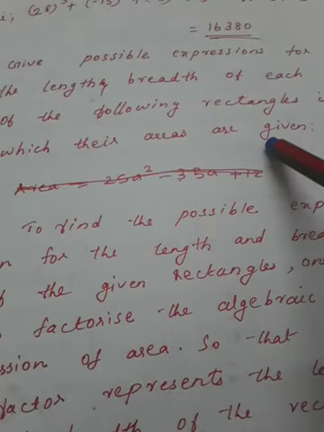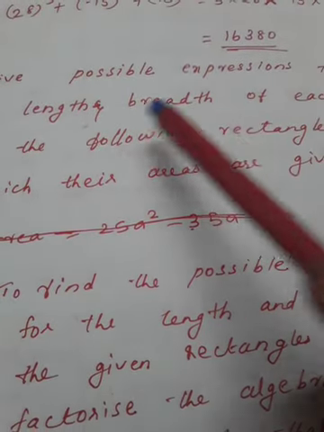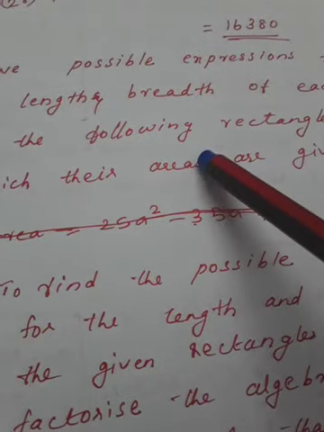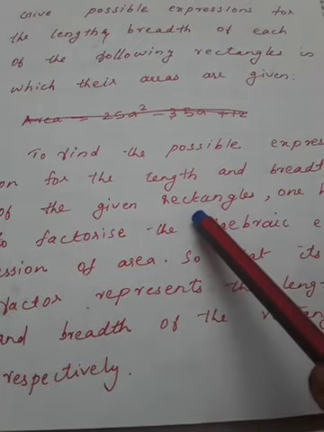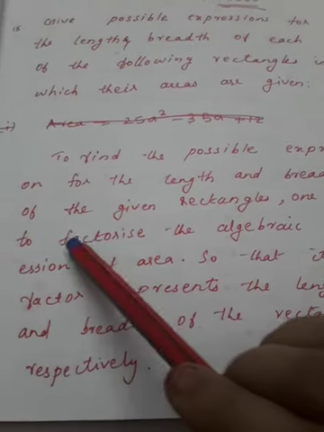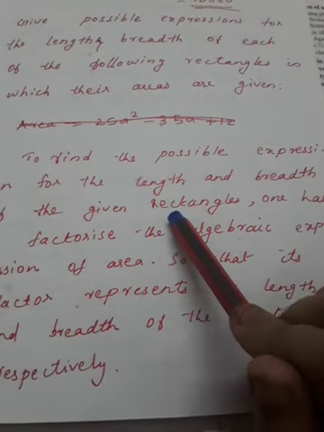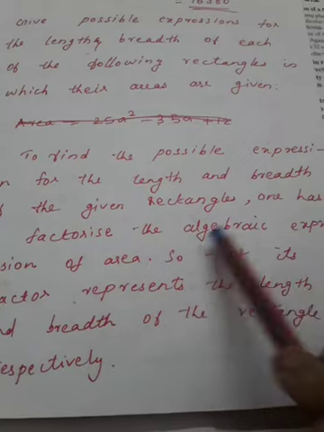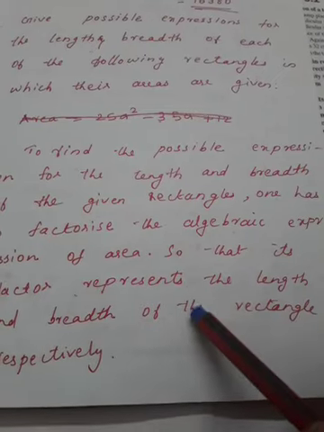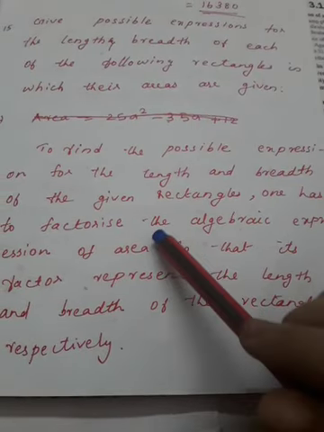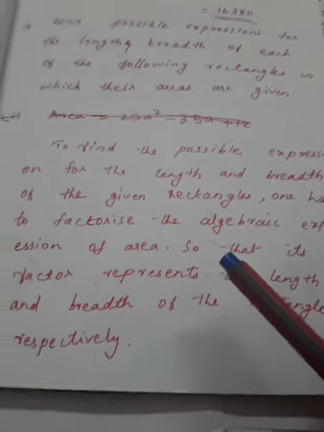Now the next question is, give possible expressions for the length and breadth of each of the following rectangles in which their areas are given. Areas are given, then we need to find possible expressions for length and breadth of the rectangle. So to find the possible expressions for length and breadth of the given rectangle, one has to factorize the algebraic expression of the area. What we need to find? The factors of the algebraic expression of area. Then those factors will be the length and breadth of the rectangle.